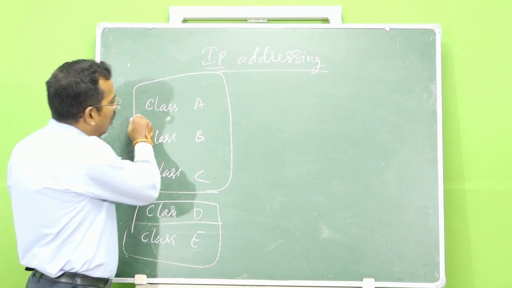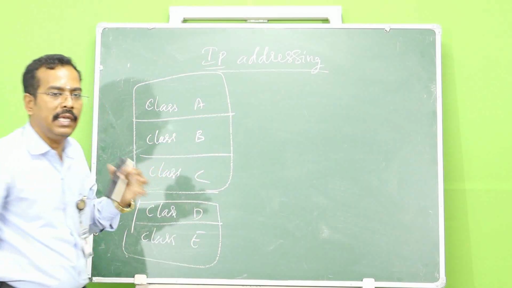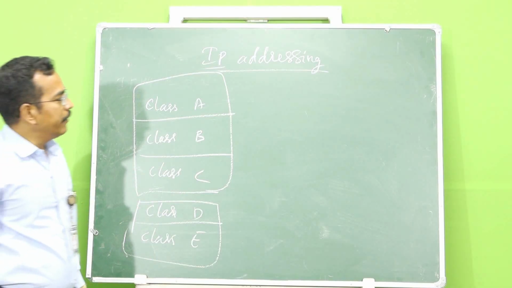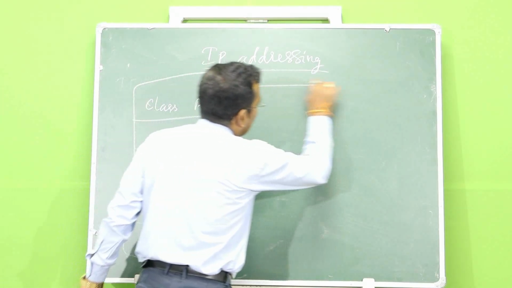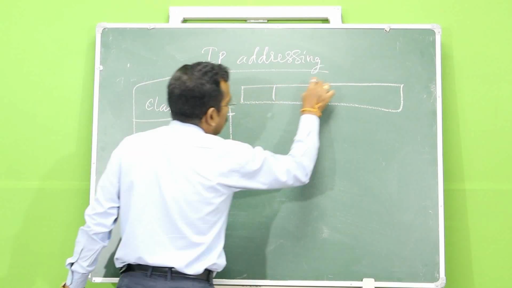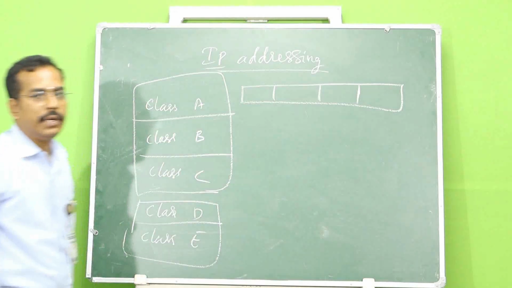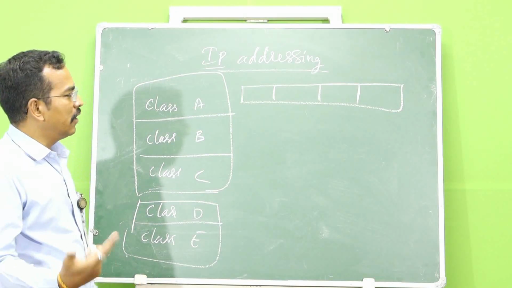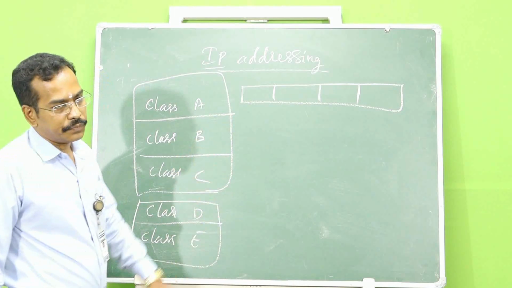So now we can deal only with class A, class B, class C. As I told you earlier, we have divided the IP address into four 8-bit parts, 8.8.8.8. That is 192.168.10.5, for example.